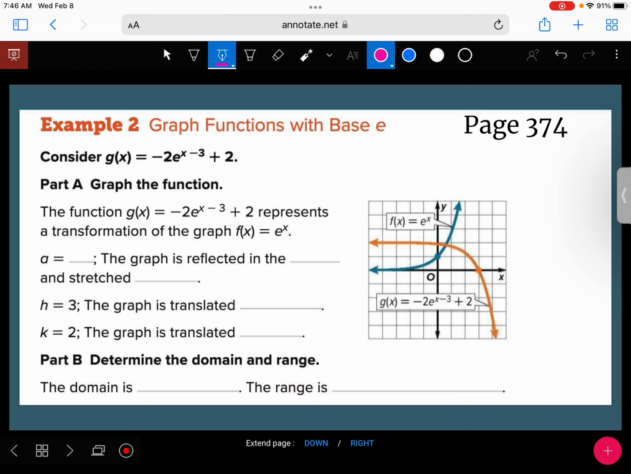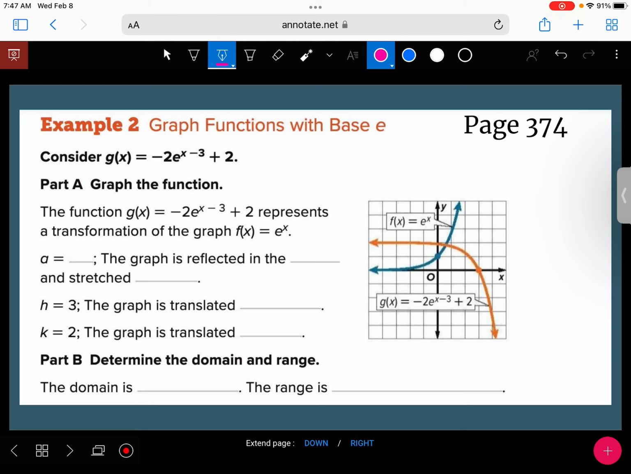So part A is graphing the function. The function g of x equals negative 2e to the x minus 3 plus 2 represents the transformation of the graph f of x equals e to the x. And they did a beautiful thing for us here, and they actually graphed the parent function and also graphed our transformation function, which is really nice to be able to see. So we can see where our graph went when we added extra numbers in or multiplied it by something else or changed our exponent, okay?